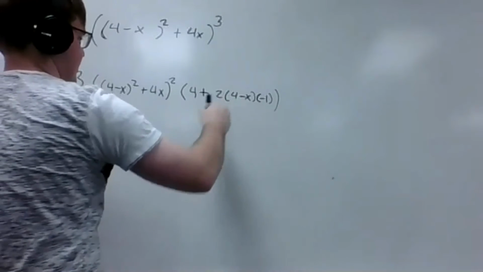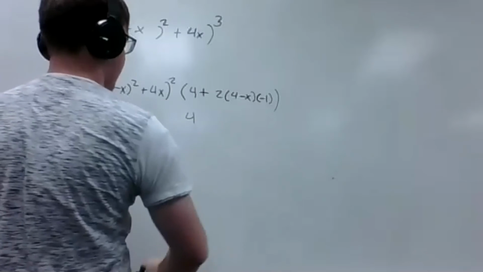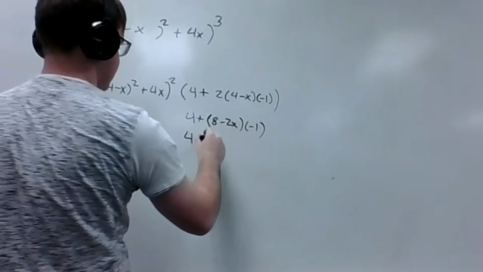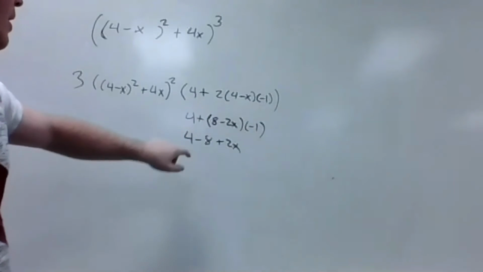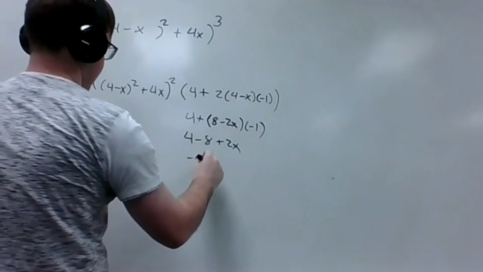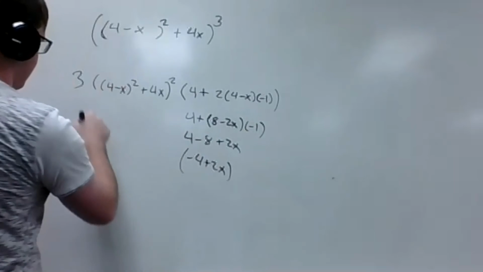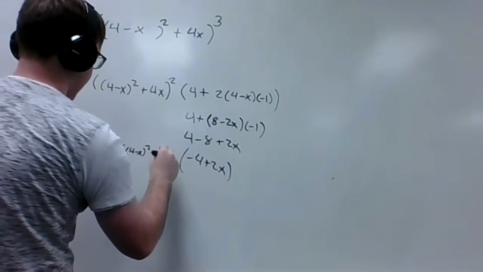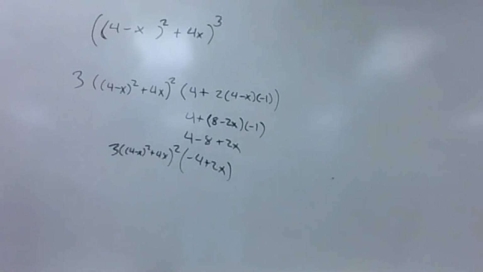Then we could simplify it probably, but it's kind of hard. So we could multiply this out. So that's like 4 plus. Actually, it's not going to be plus, it's -4 plus x. Then this is still multiplied by a -1, so it would be like 4 minus 8 plus x. So it's sometimes really easy to lose track of our negative here and make a mistake when doing simplification like this. So then that would be -4 plus 2x, and that would be multiplied by 3 times 4 minus x squared plus 4x squared. And I think that's about as simplified as you can get it.